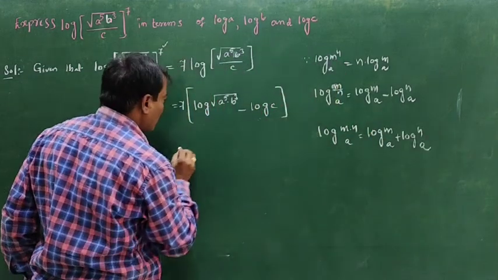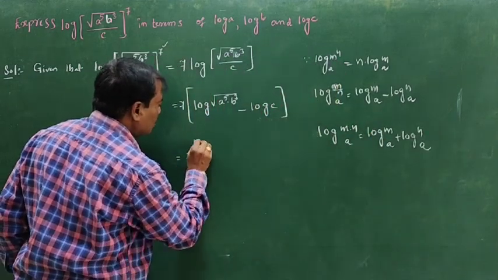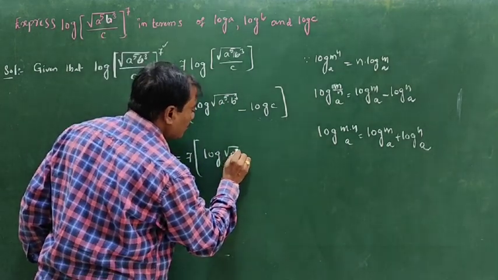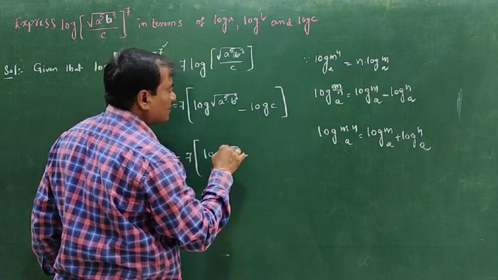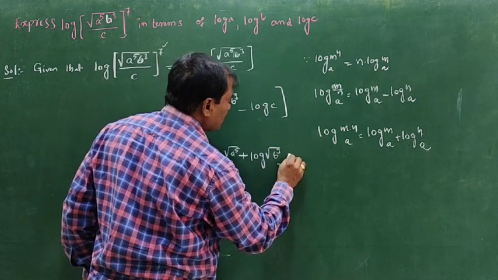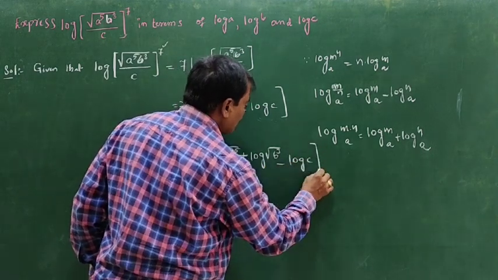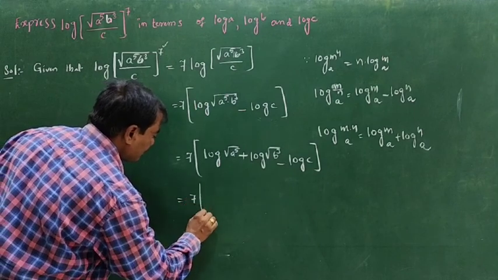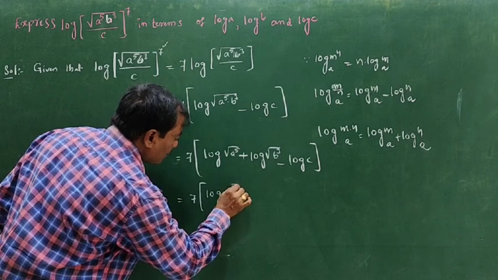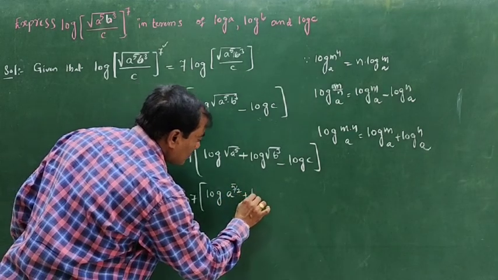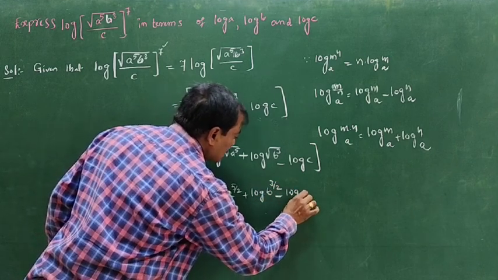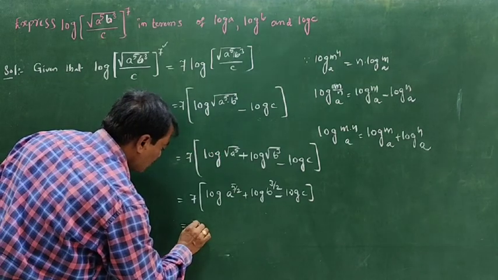Therefore the first logarithm can be written as 7 into log of the square root of a to the power of 5 plus log of the square root of a cube, minus log c. And now this is 7 times log of a to the power of 5 by 2 plus log of b to the power of 3 by 2 minus log c.